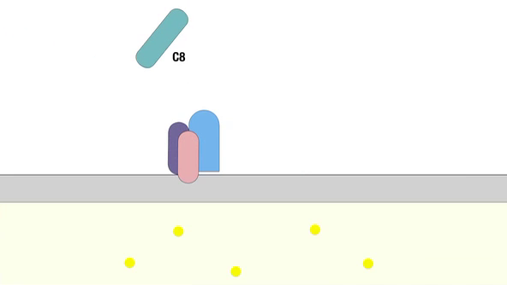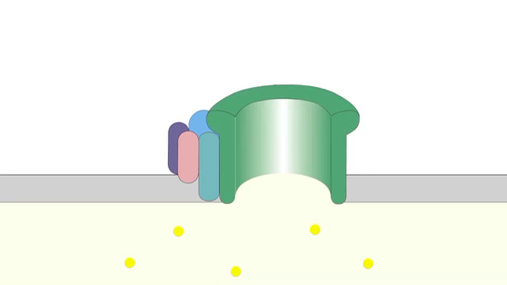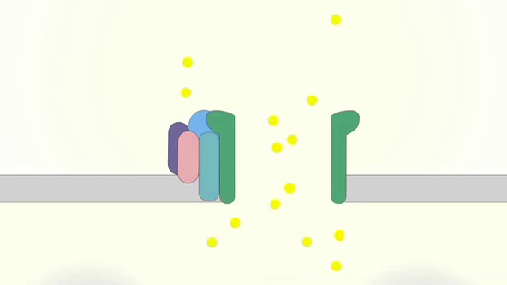C8 also binds to the C5b-C6-C7 complex and inserts itself into the cell membrane. The C5b-678 complex catalyzes the assembly of many molecules of C9 to create a cylindrical pore spanning the cell membrane. The pore disrupts the ionic and osmotic balance across the membrane and thus kills the bacterial cell.